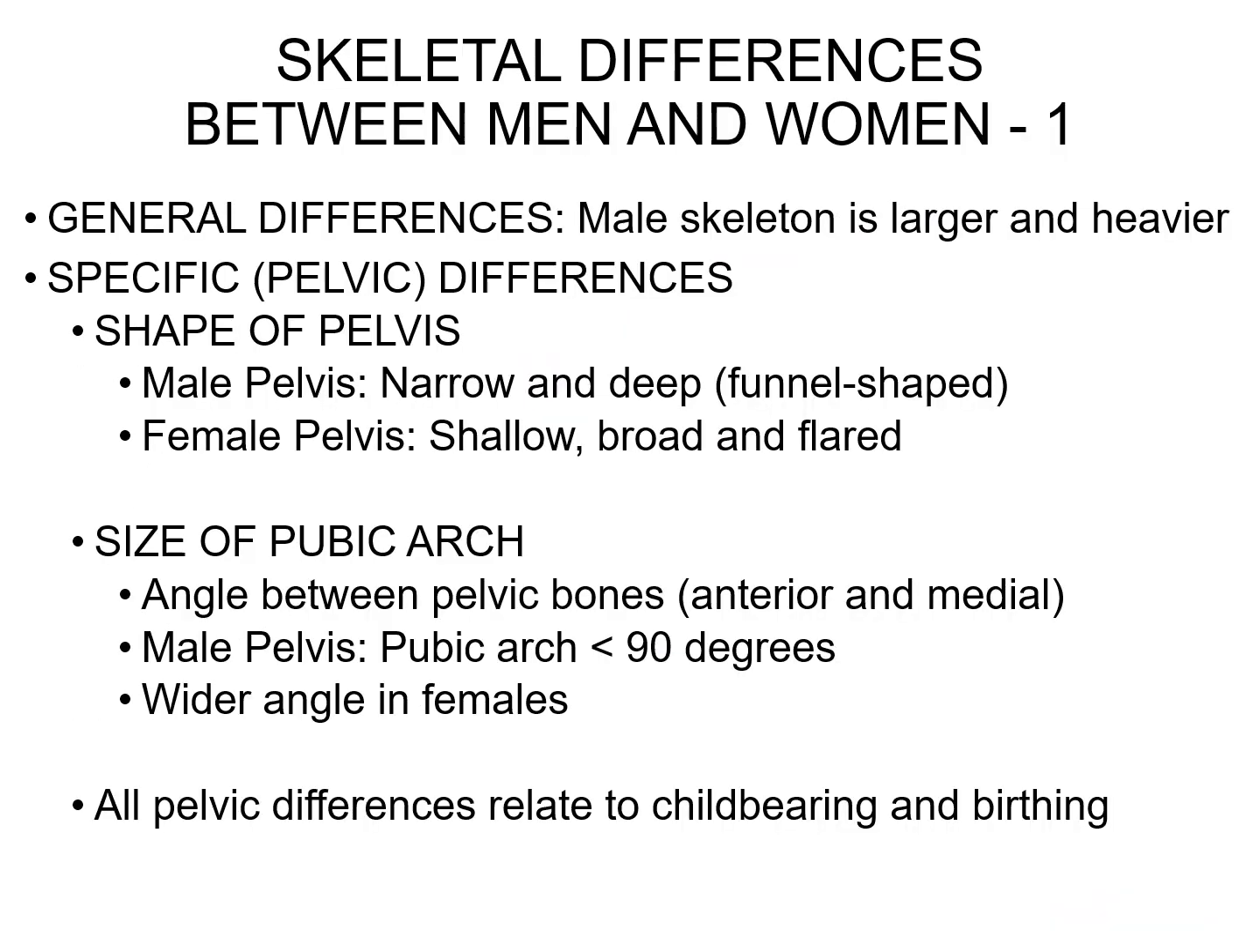The last topic that we need to cover for this chapter is just some differences between the male and female skeleton. First difference is, generally speaking, guys are a little larger than females. If you take the average male, there's 3.5 billion of them on Earth. If you take the average male versus the average female, the other 3.5 billion people on Earth, generally speaking, guys are a little larger than girls.